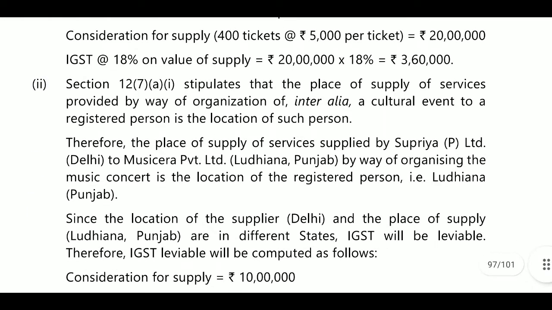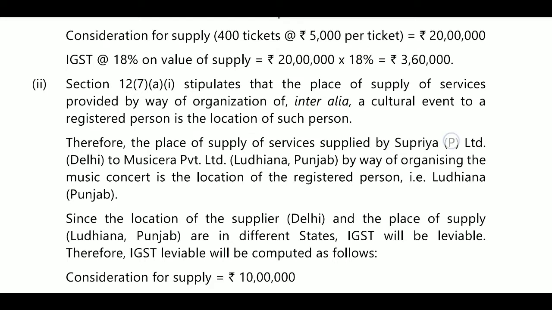Next, section 12 stipulates that the place of supply of services by way of organizing a cultural event to a registered person is the location of such registered person. Who is organizing the event? Supriya. Our singer is a registered person, so the place of supply will be the location of the recipient.